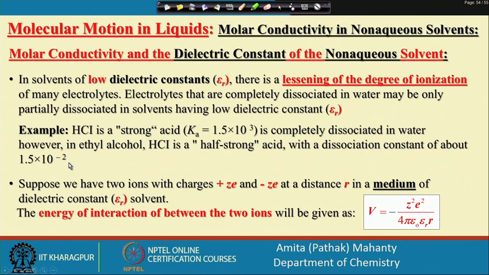So, you can understand, suppose two ions with positive and negative charges at a distance r, in a medium of dielectric constant epsilon of the solvent. The energy of interaction between the two ions is going to be given by V equal to minus Z square E square divided by, you see, the dielectric constant of the medium is in the denominator.